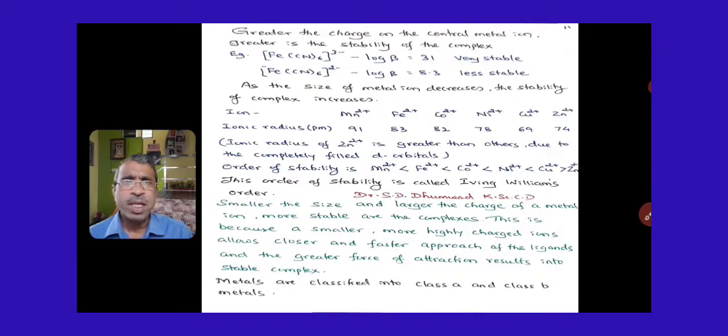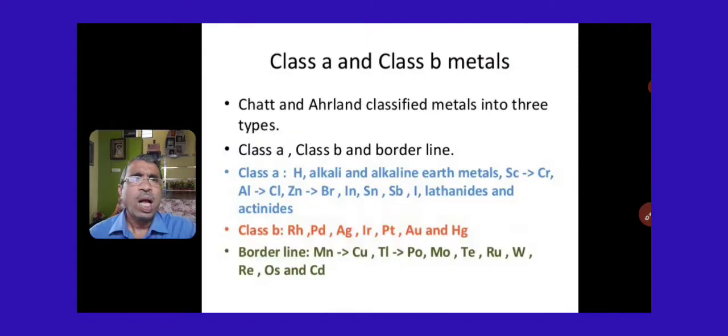Next, another point we consider. Metals are classified into class A and class B metals, and also borderline metals. Here I have given a classification. This classification was given by Ahrland, Chatt and Davies.